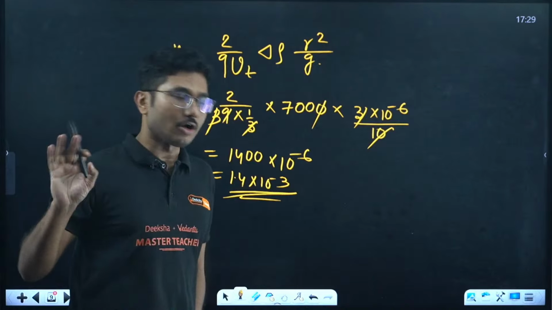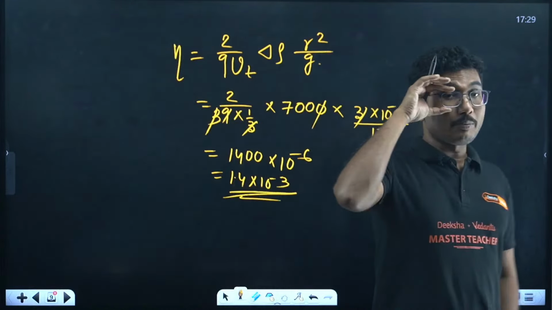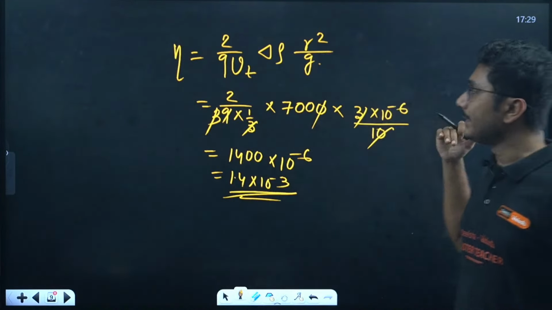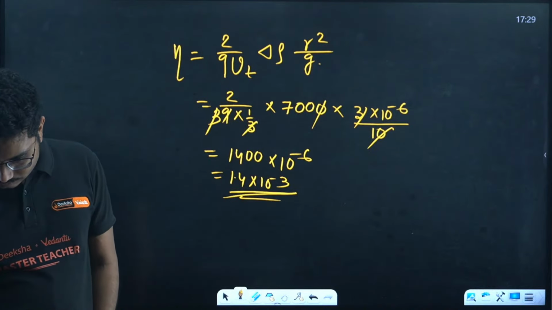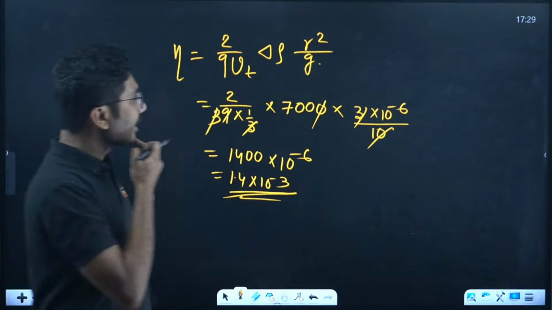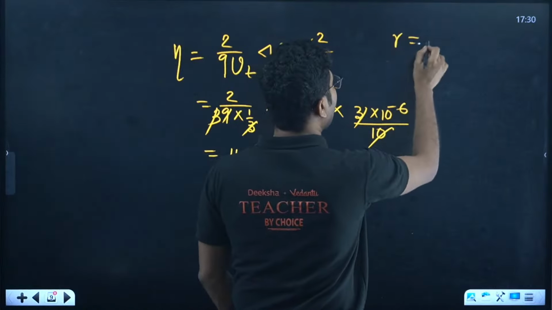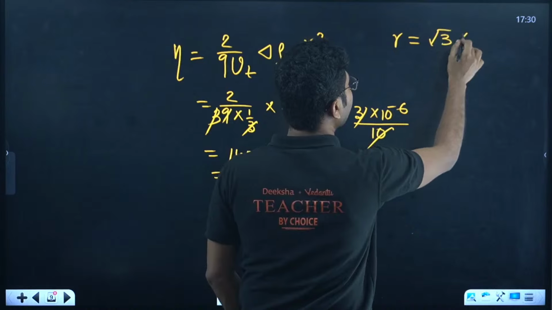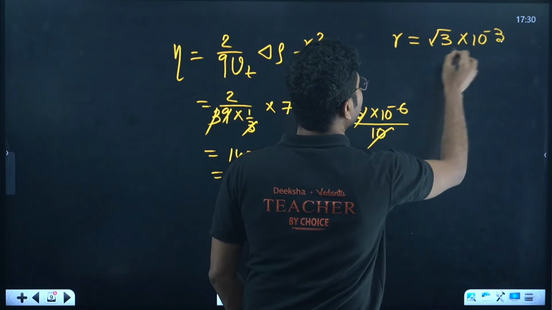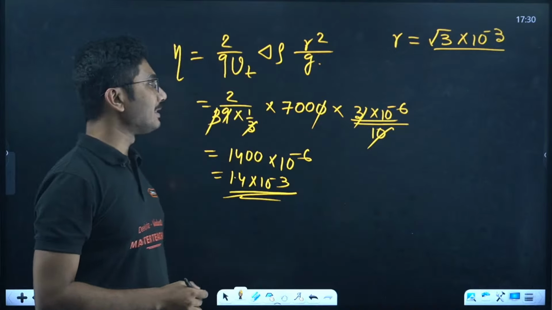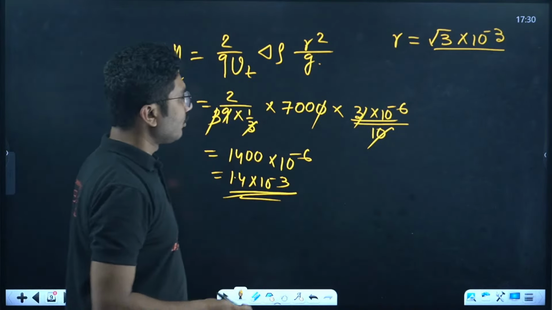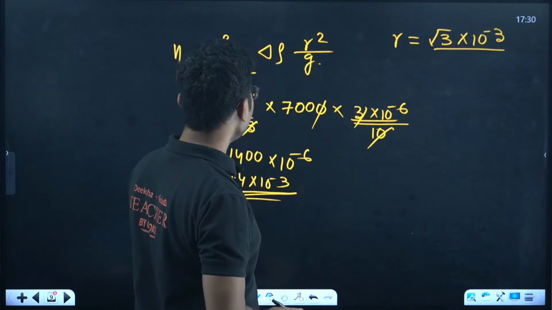No, we are not going in the order of chapters. We are going in the order of the questions that appeared in that paper only. Okay. Yes, R square we have done. R was root 3 into 10 to the power of minus 3. So R square is 3 into 10 to the power of minus 6. R square we have done.